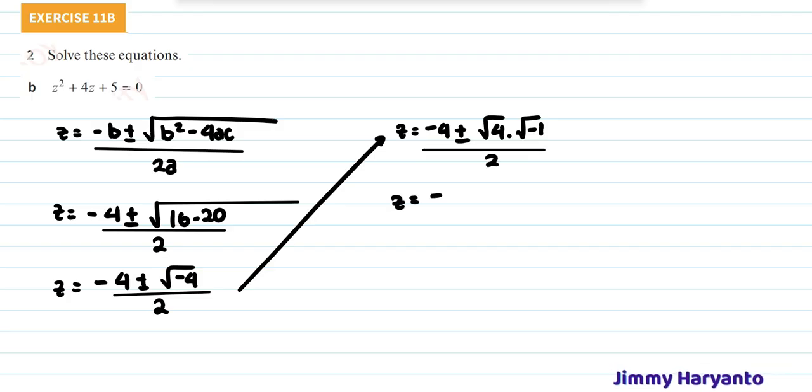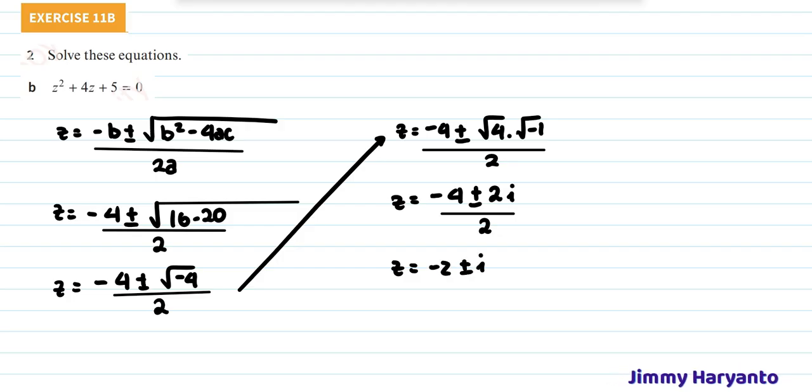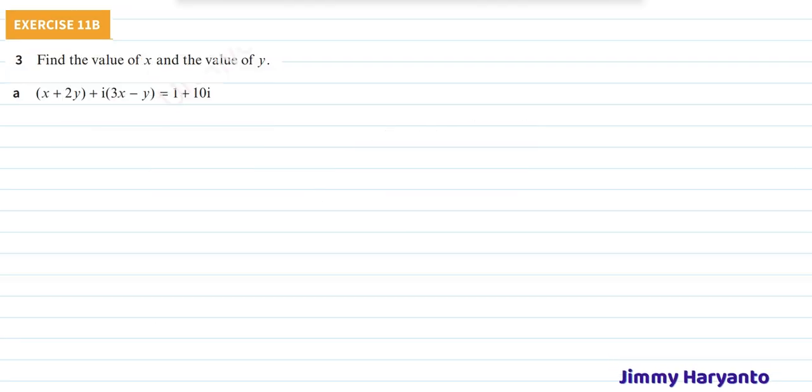And then after that, negative 4 plus minus square root of 4 equals 2. Square root of negative 1 becomes i over 2. We can divide them all by 2, so you have negative 2 plus minus i. So the solution is negative 2 plus i and negative 2 minus i.